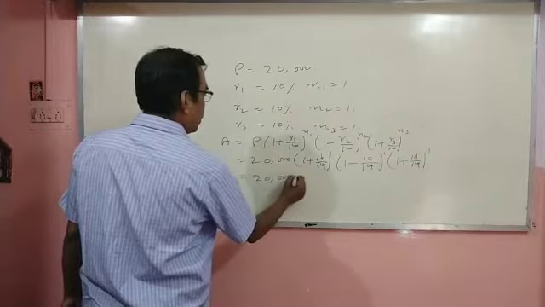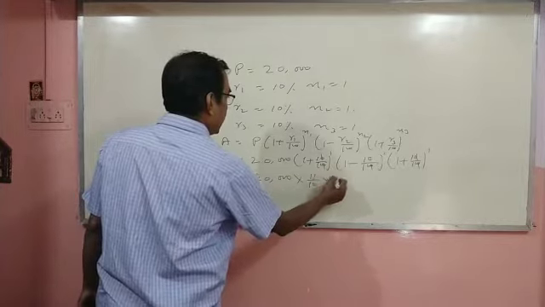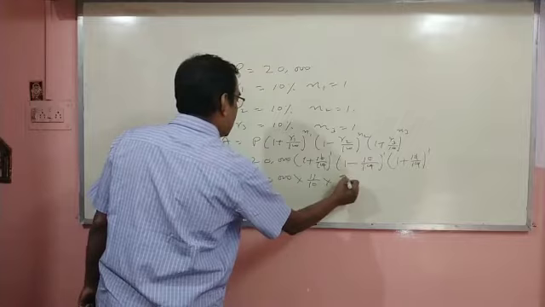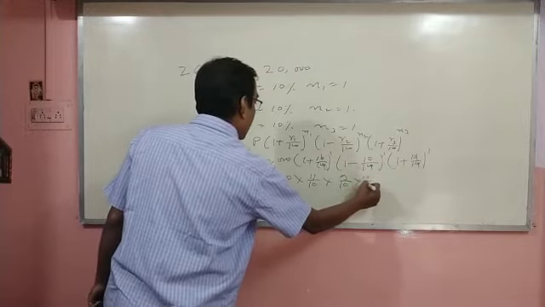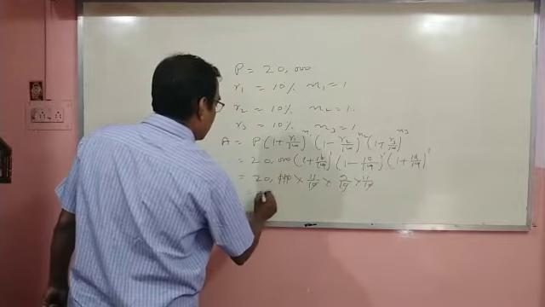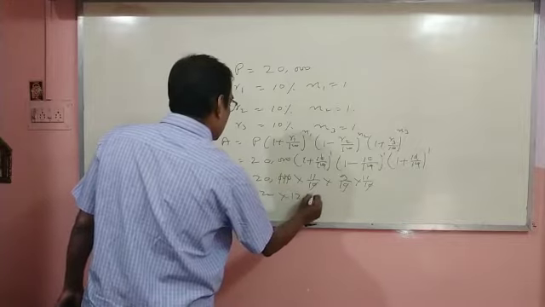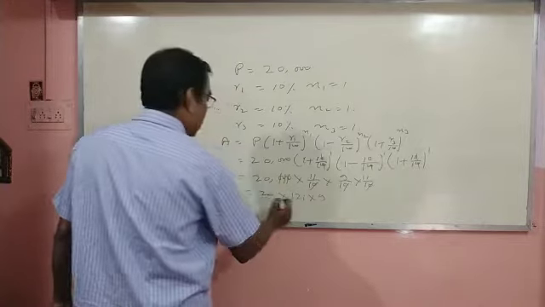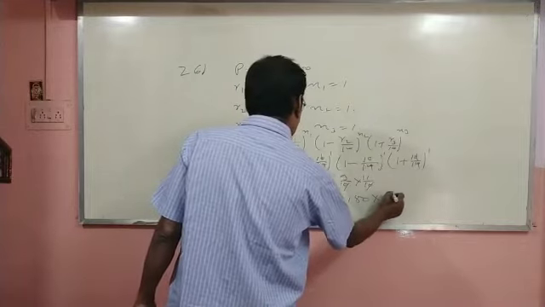20,000 into 10 plus 1 is 11 by 10, into 10 minus 1 is 9 by 10, into 10 plus 1 is 11 by 10. The 0 is supposed to be cancelled, which is equal to 20 into 11 into 11, which is 121, into 9, which is equal to 9 into 20 is 180 into 121.